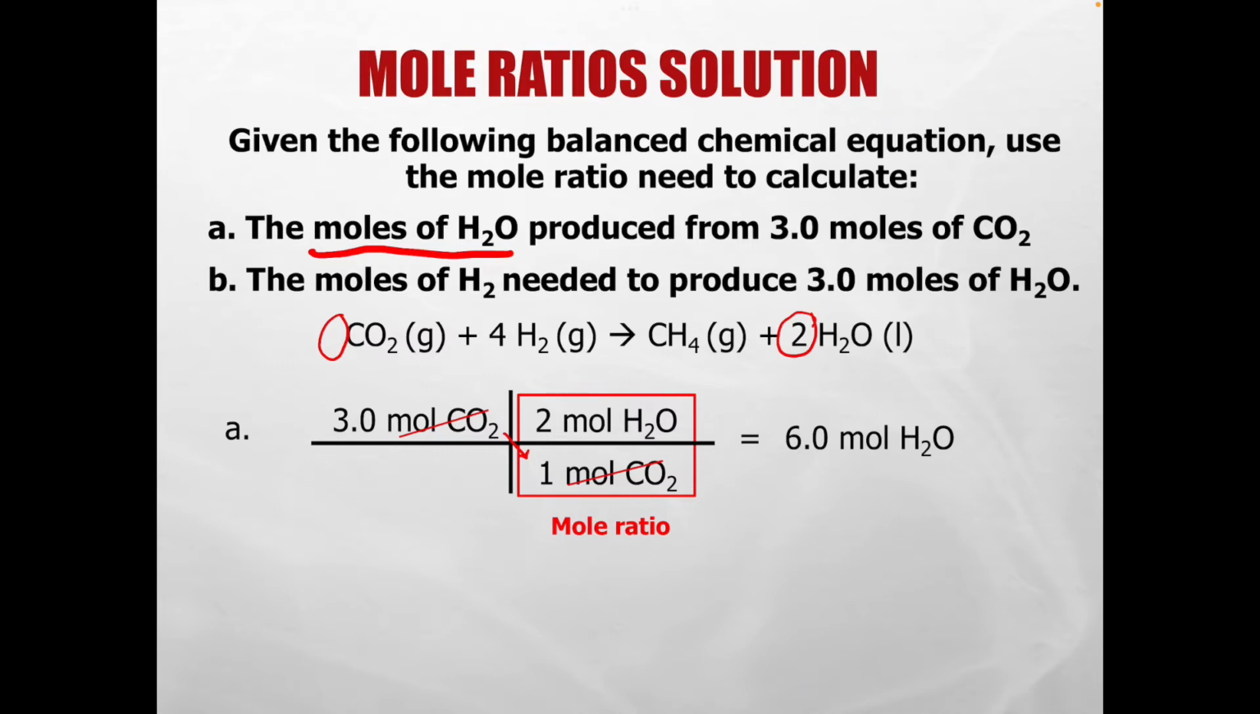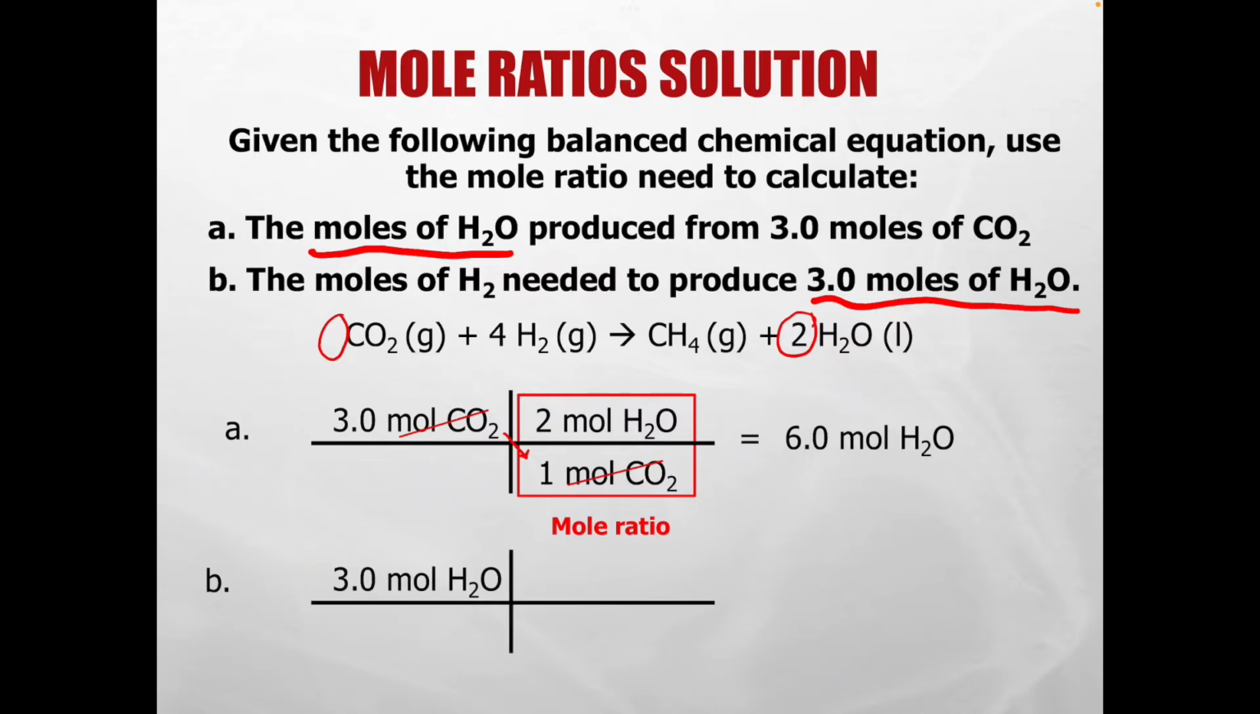All right, let's try part B. Part B is starting with 3 moles of water. So that's what's going to go in the beginning of my train track. Again, since we're in moles already, we can now use the mole ratio to change compounds. So we're trying to find moles of hydrogen.